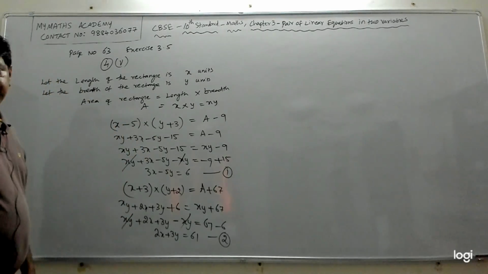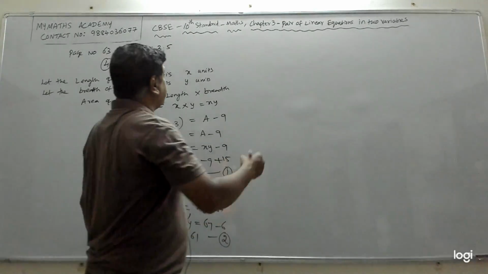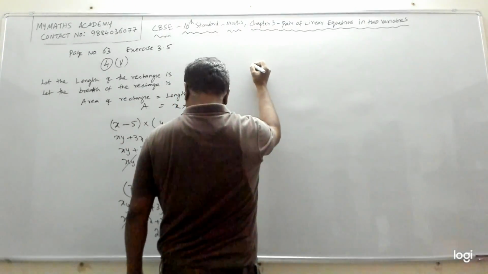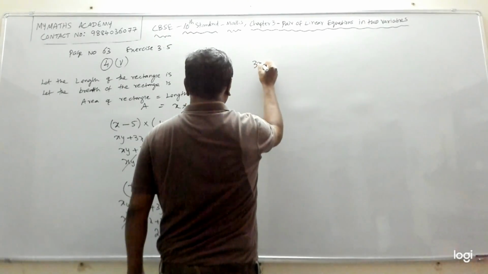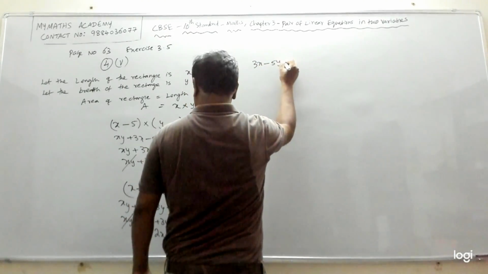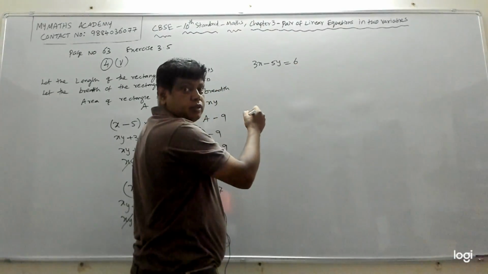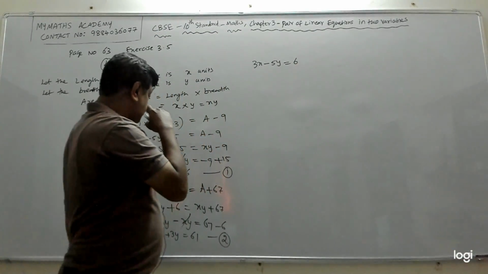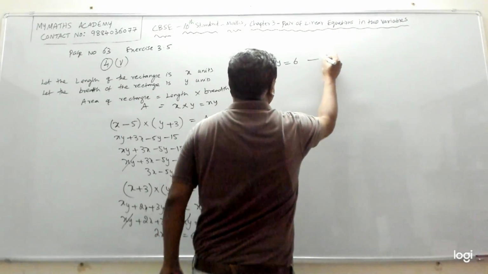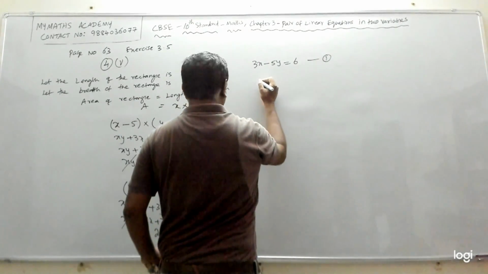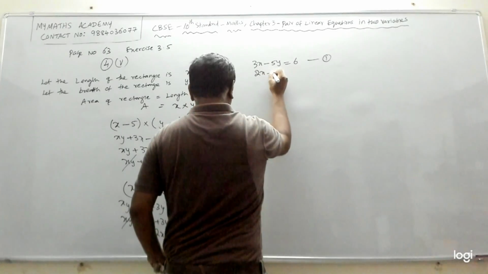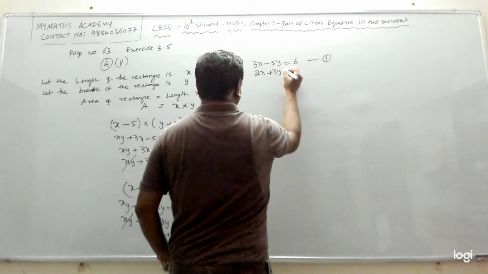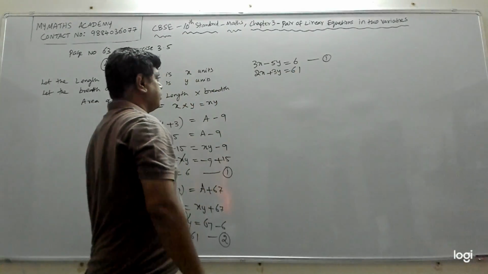Now we have got two equations. I am writing the equations here. They are 3x minus 5y equal to 6. This is one equation. And the other equation is 2x plus 3y equal to 61, the second equation.